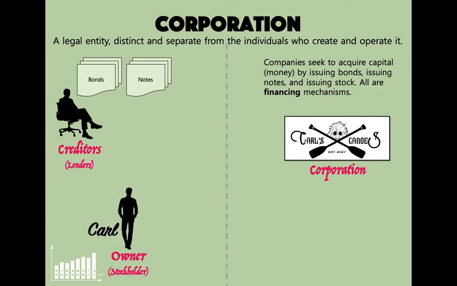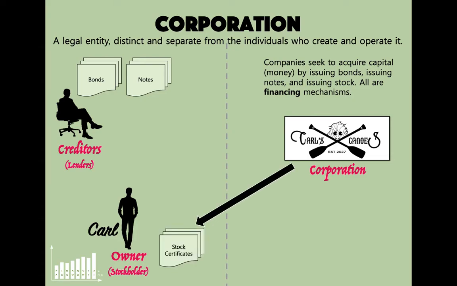Companies seek to acquire capital, money, by issuing bonds, issuing notes, and issuing stock. All of these things are financing mechanisms. So, we briefly mentioned bonds back in a previous video. We did talk about notes. We've talked about stock, but what's the purpose of all of this stuff?